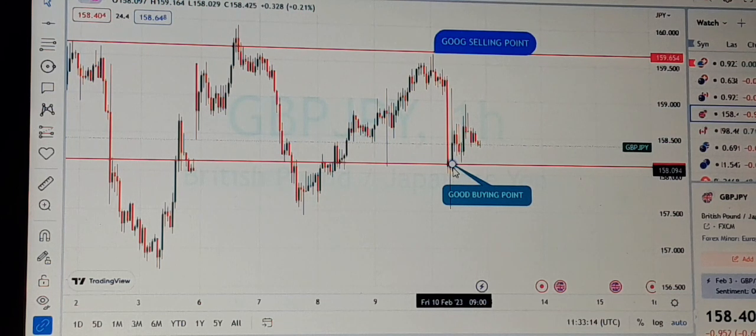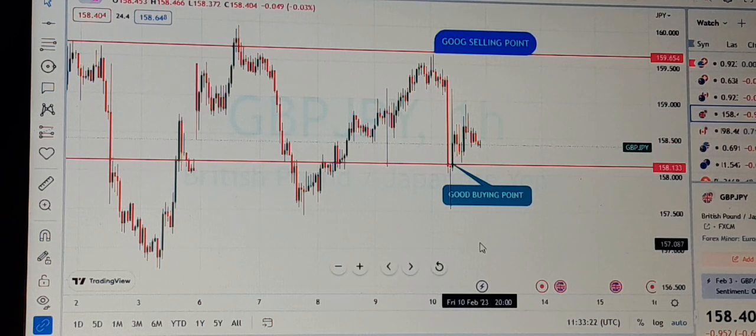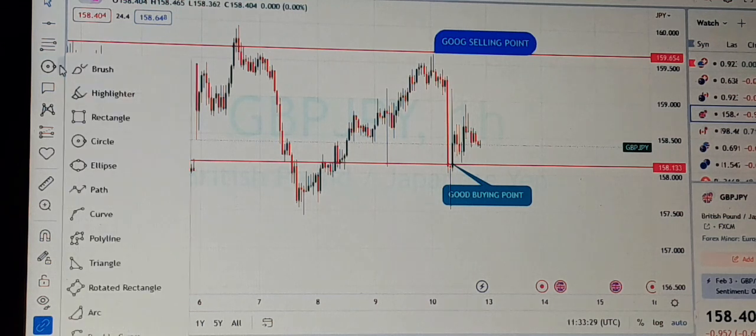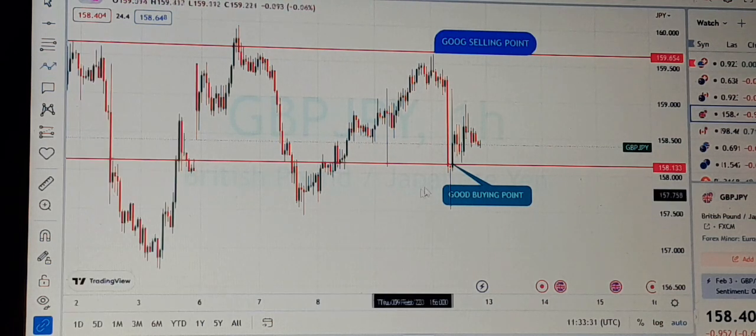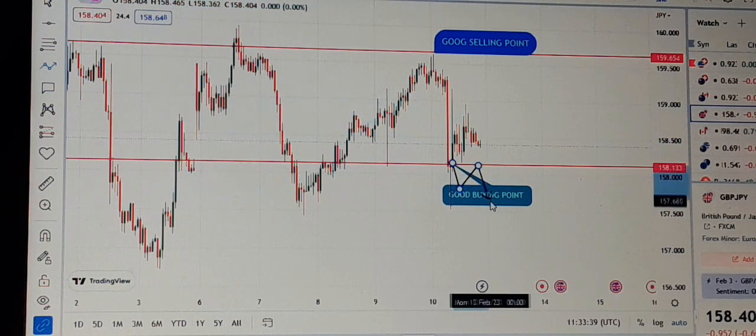When the support flips to the resistance area, you need to sell it, but you don't need to buy it. This is what I mean. Today I'm just using layman's language. When this support has just flipped to a resistance, and price comes down, does this and goes back, you don't want to be buying at that price.